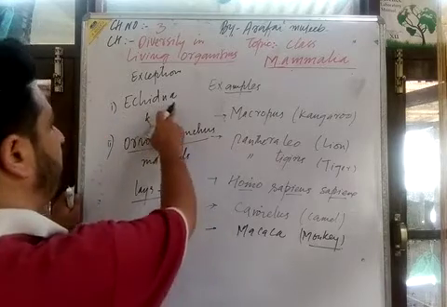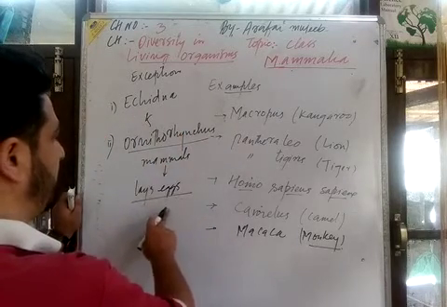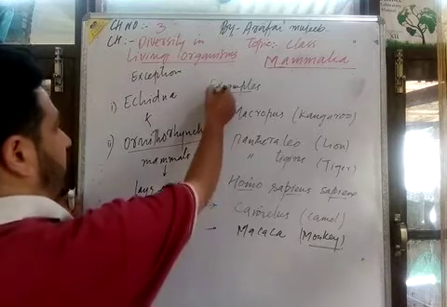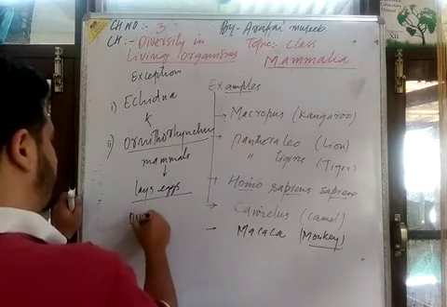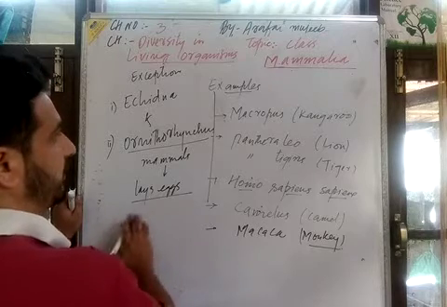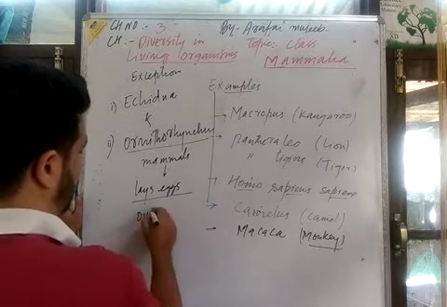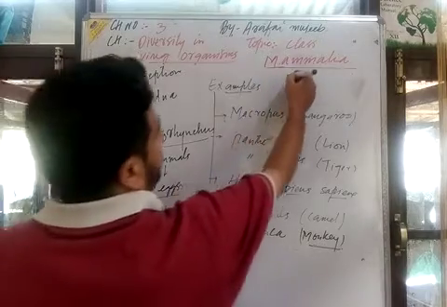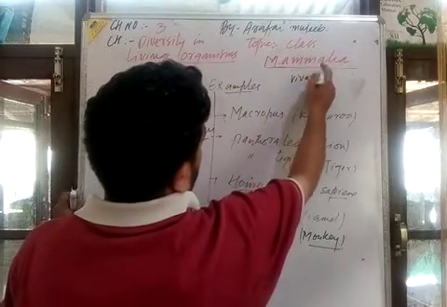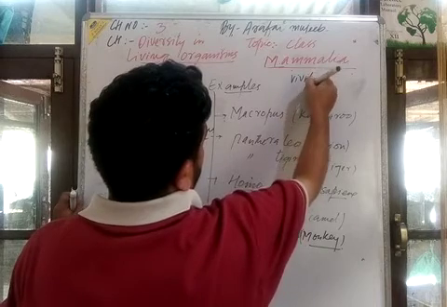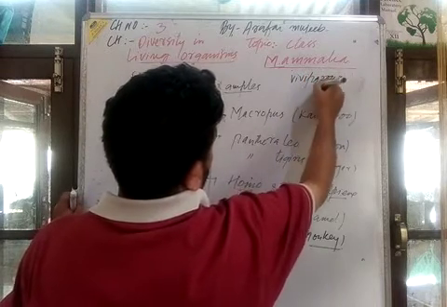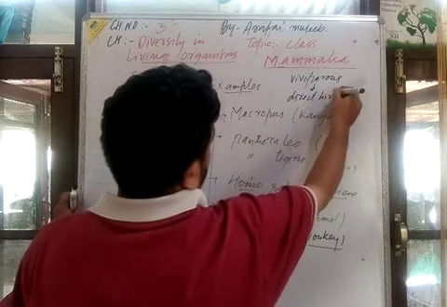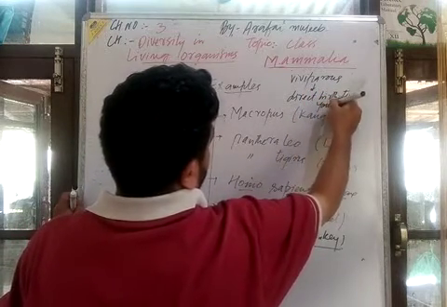Ornithorhynchus and Echidna lay eggs like the aves. They lay eggs, so they are oviparous in nature. The other mammals are viviparous, which means they give direct birth to young ones.